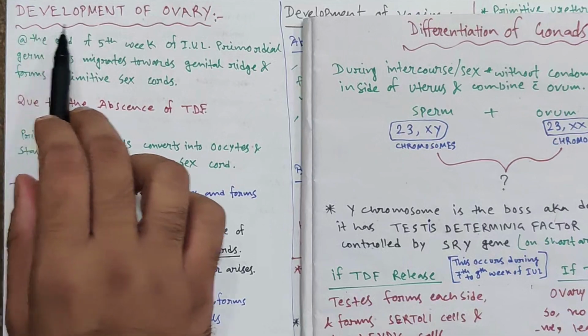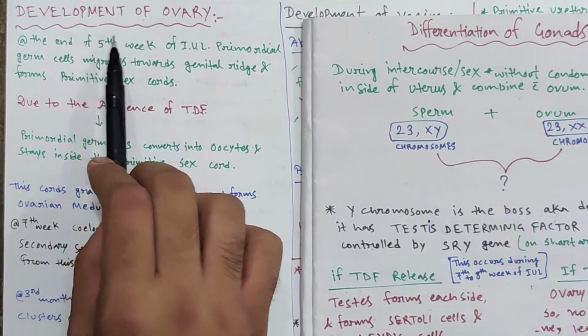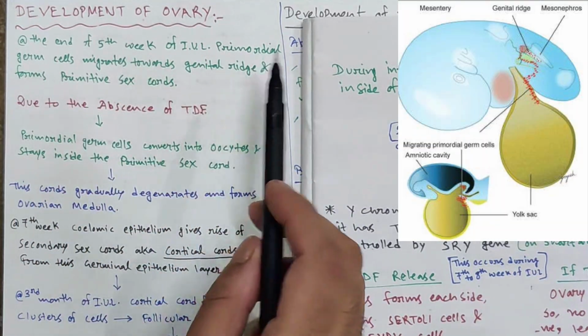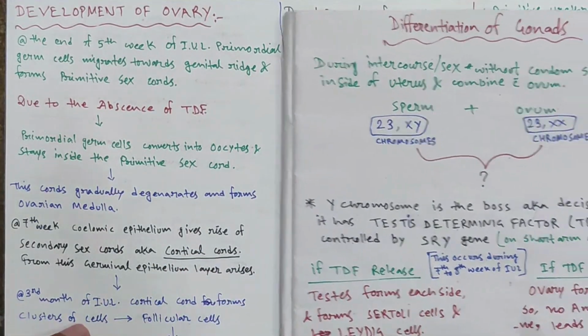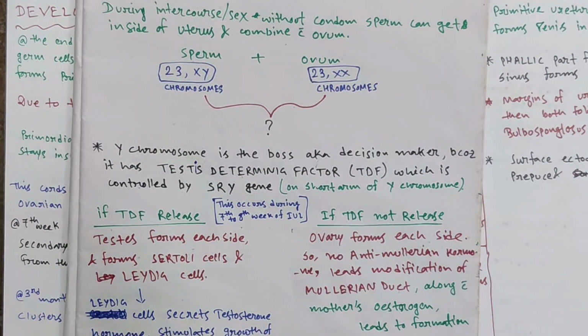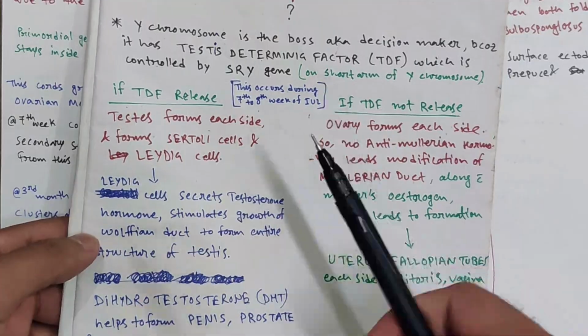See, in the development of the ovary, as you know, at the end of the 5th week of intrauterine life, primordial germ cells migrate towards the genital ridge and form primitive sex cords, just like in my last video, okay? And of course, you know this chart of how the ovary and other female reproductive parts form. See, the entire thing one by one.